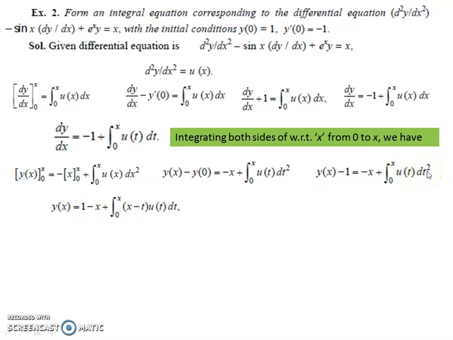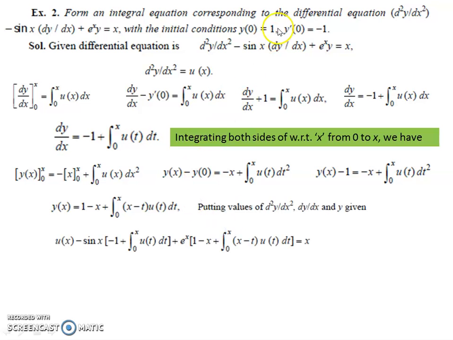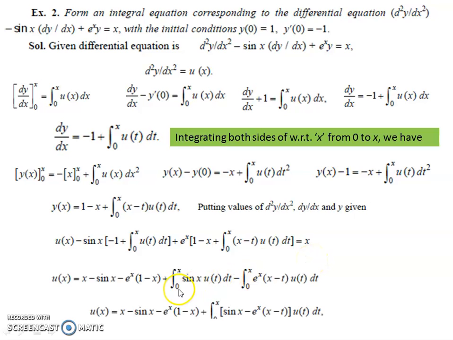So the double integral is converted into a single integral, and the conversion formula is written in the first slide. So we use that, the integral from 0 to x of (x minus t) u(t). So I got y(x), I got dy by dx, I got d2y by dx square. All these values I put in the given equation when I substitute u(x) minus sin x into dy by dx, that is minus 1 plus the integral from 0 to x of u(t) dt plus e raised to the power x, and this is a y(x) is equal to x.